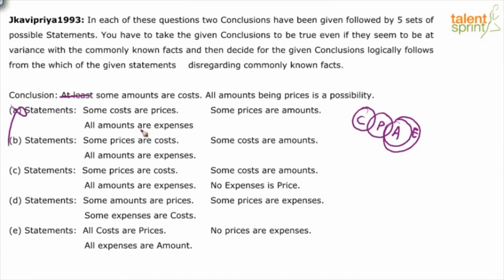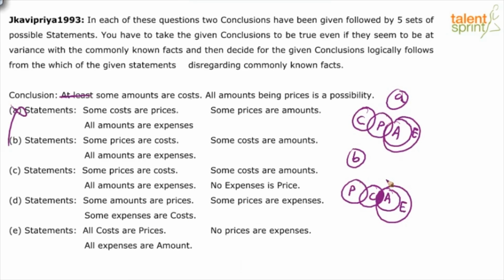Second one, some prices. So this was A. I'm drawing B now. Option B: some prices are costs, some costs are amounts, all amounts are expenses. Now look at the conclusions. First one, some amounts are costs, yes, satisfied. And you know that it will always satisfy, even when you draw a possible diagram.